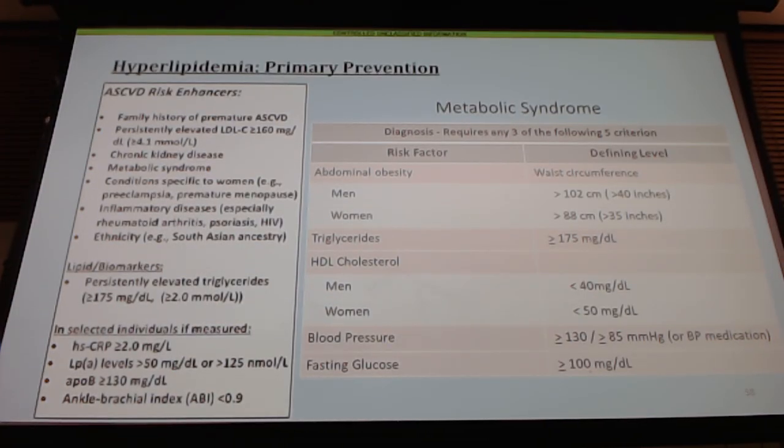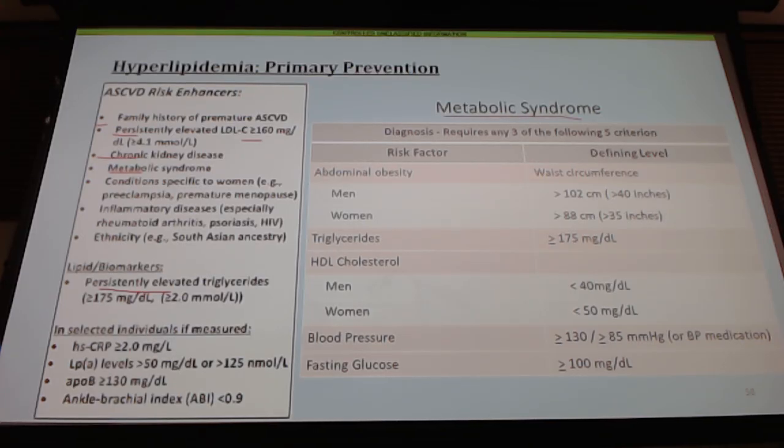So what things are there that could put them at a higher risk that are not necessarily captured in the ASCVD risk calculator? Well, things like family history of premature cardiovascular disease. Let's say that this is the second time that they've had their cholesterol taken and their LDL remains above 160. They have chronic kidney disease. They have metabolic syndrome. They have persistently elevated triglycerides. So there's a number of things that would put somebody at a higher risk that is not necessarily captured in that risk calculator that we use to calculate that borderline risk.